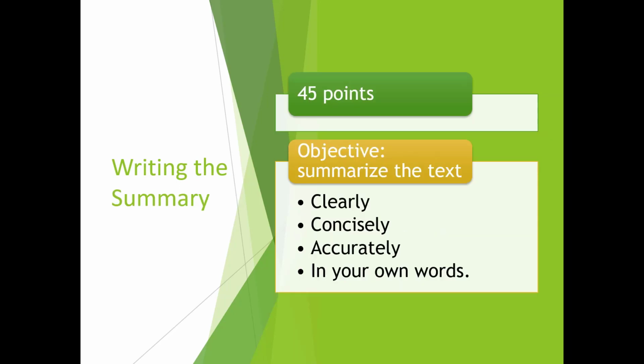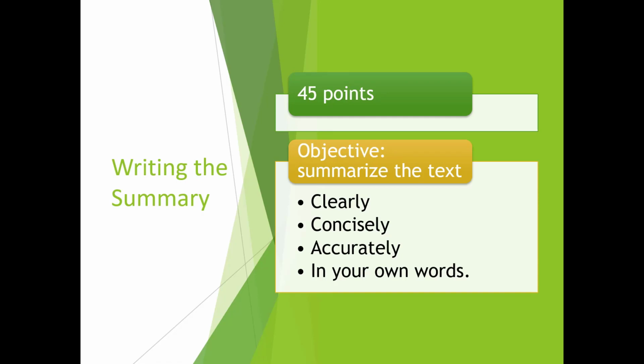The next part of the paper is the summary. It is worth 45 points out of 100, and the objective is this. Obviously, to summarize the particular part of the text that's assigned. And this should be done clearly, concisely, accurately, and in your own words.